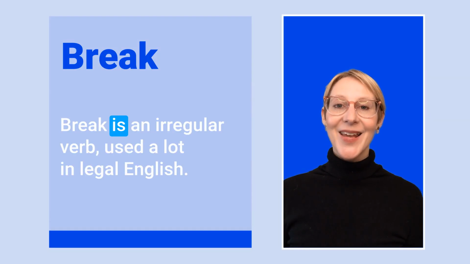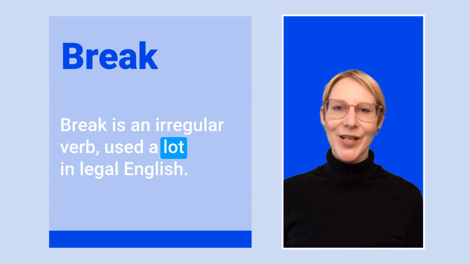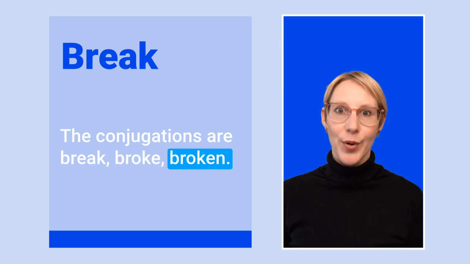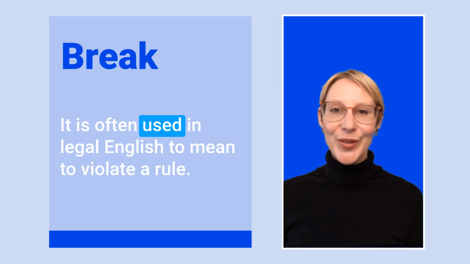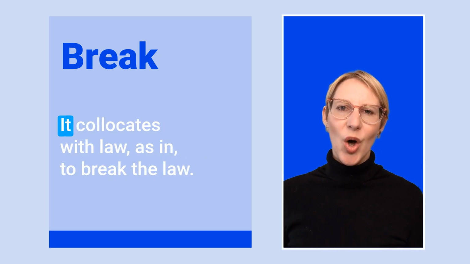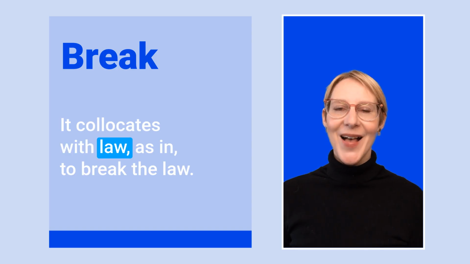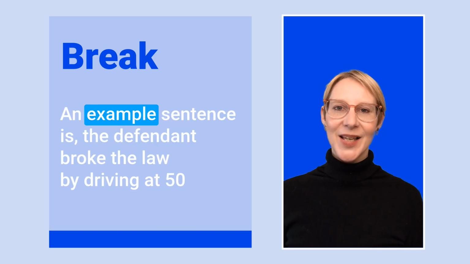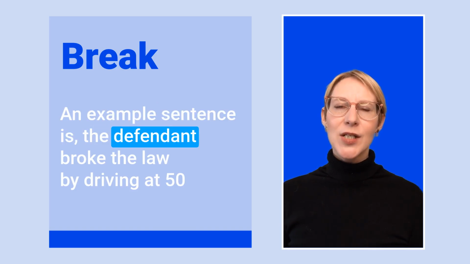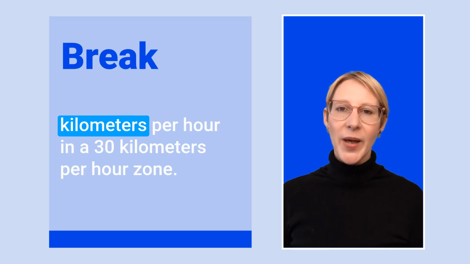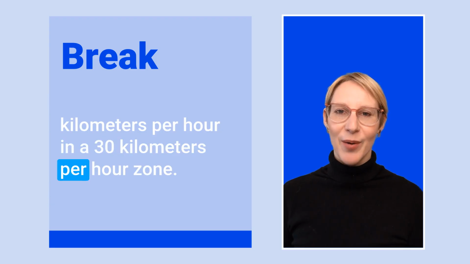Break is an irregular verb used a lot in legal English. The conjugations are break, broke, broken. It's often used in legal English to mean to violate a rule. It collocates with law, as in to break the law. An example sentence is, the defendant broke the law by driving at 50 kilometers per hour in a 30 kilometers per hour zone.